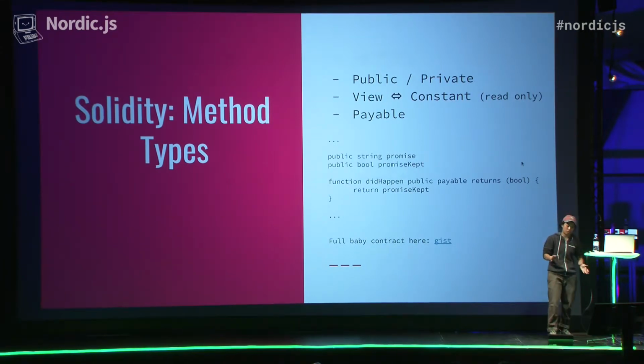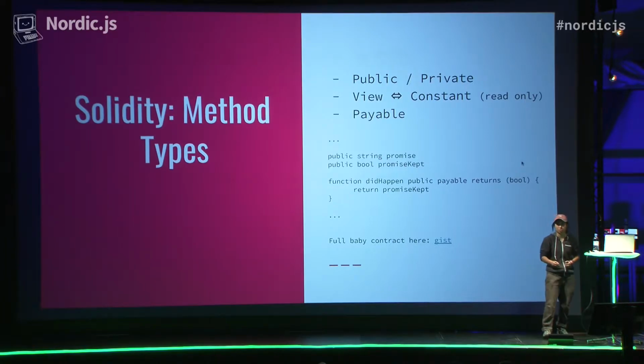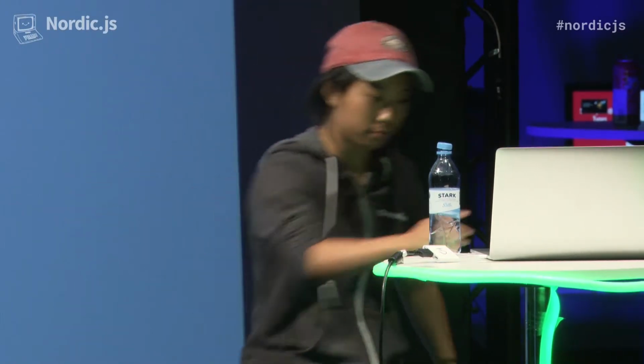And then we have these keywords, which are interchangeable. They just kind of renamed it, called view and constant. This is basically denoting that this is a method that's only going to read values from the blockchain, and it's not going to attempt to mutate any of the states in the contract. And then we have this other common keyword called payable. This typically denotes that when I call this method, I'm also going to attempt to pay you a bit of ether, which is kind of nice.